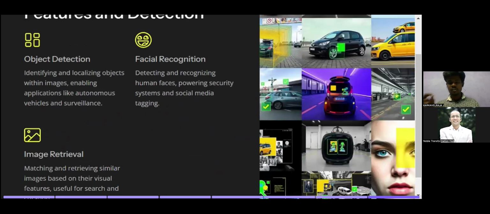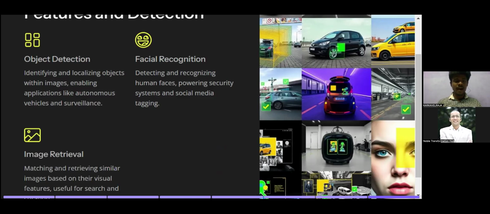First is object detection, guys. Identify and localize the objects within images, enabling applications like autonomous vehicles and surveillance. Consider a road where we need an autonomous vehicle to drive. First of all, it needs to detect the different things available on the roadside. There can be dogs or cats coming, so it needs to stop whenever they appear. To identify those animals, we use a technique called object detection.